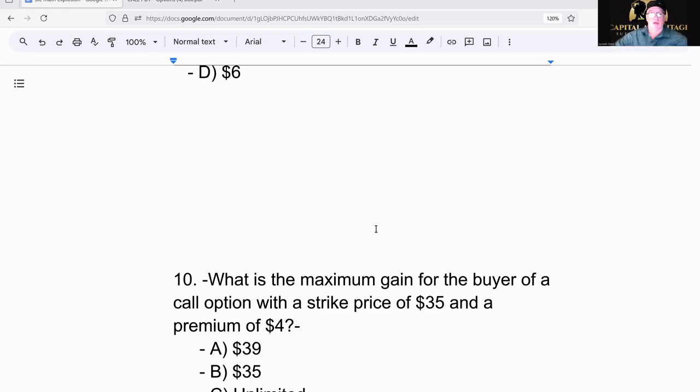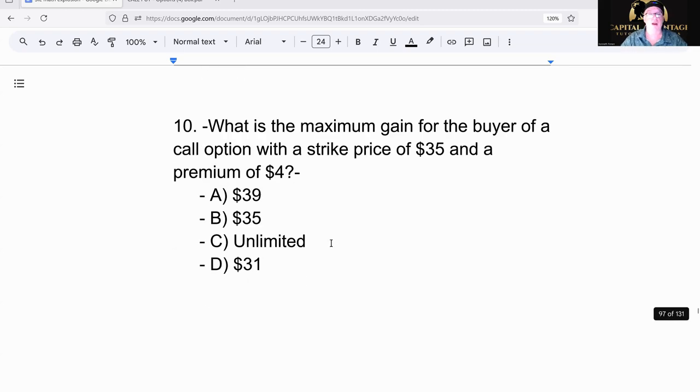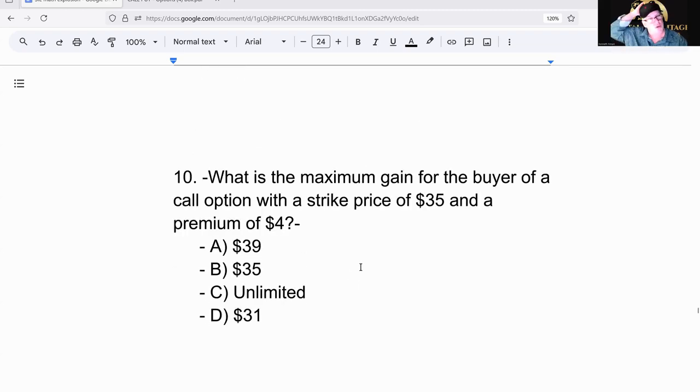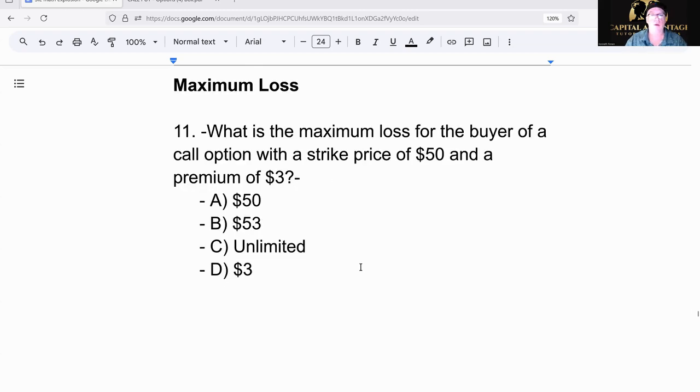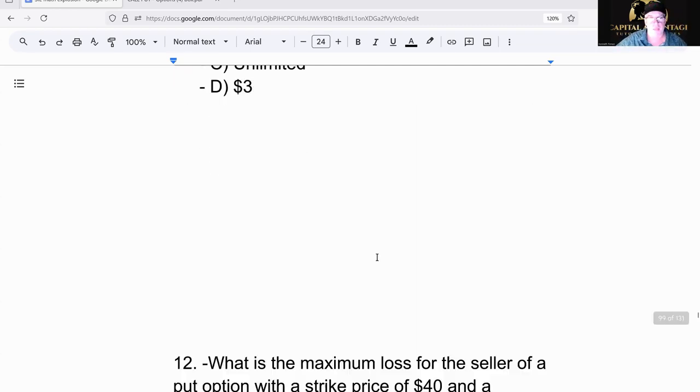Okay. Here we go. What is the max gain for the buyer of a call option with a strike price of 35 and a premium of 4? Okay, so, buyer of a call, unlimited, baby. Max loss here. What is the max loss for the buyer of a call option with a strike price of 50 and a premium of 4? So we buy a call, the most we can lose is the premium. Letter D, number 3.